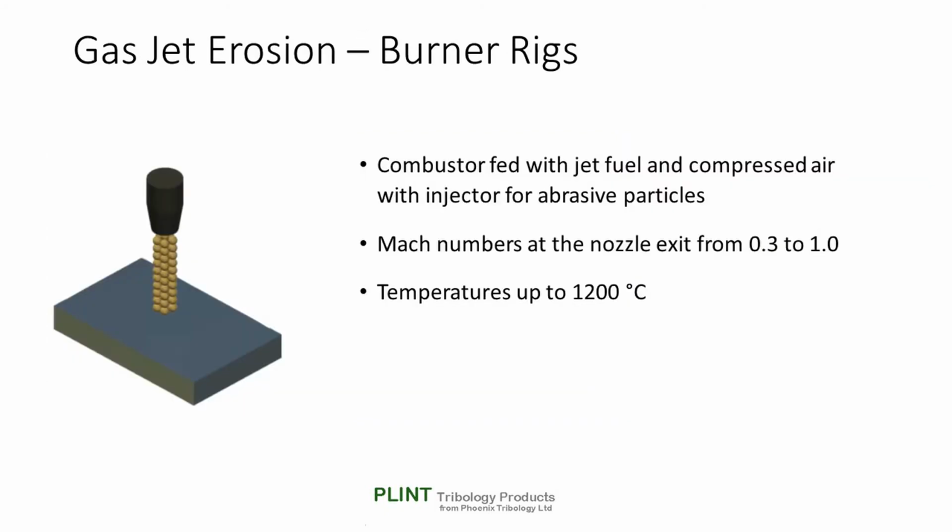Burner rigs are used to test materials for gas turbine applications. The rigs are designed to replicate the conditions experienced by materials in gas turbines and typically comprise a combustor fed with jet fuel and compressed air with an injector for abrasive particles. Mach numbers at the nozzle exit are typically in the range from about Mach 0.3 to Mach 1, and temperatures up to 1200 centigrade are achieved.